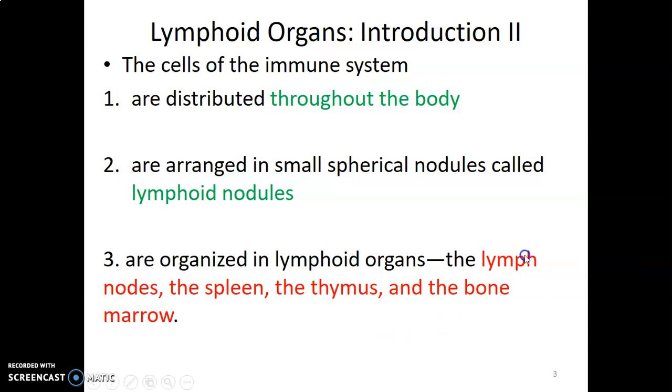So the cells of the immune system are distributed throughout the body, scattered throughout the body, or they may be arranged in spherical nodules, and these form what you call lymphoid nodules. And the third way in which they are organized, lymphoid organs can form lymph nodes, spleen, thymus, or bone marrow. This is where they are organized into lymphoid organs. So they could be scattered throughout the body or form small spherical nodules or actually form lymphoid organs.